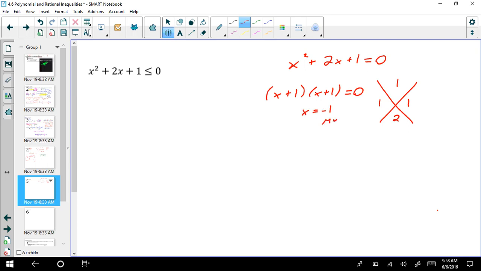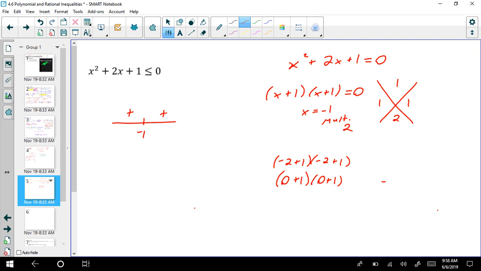I get negative 1 with a multiplicity of 2. I'd get it twice. So if I made my number line, I'd want to pick something left of -1, so I would do maybe -2. If I plug that in to my factored form, I'd get a negative times a negative, so I'd get a positive. And then if you pick something right of -1, I'd pick 0. I'd get a positive times a positive, so positive.